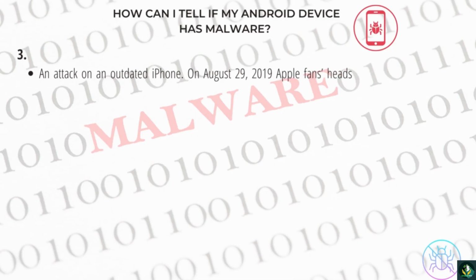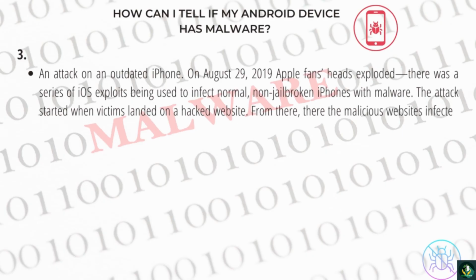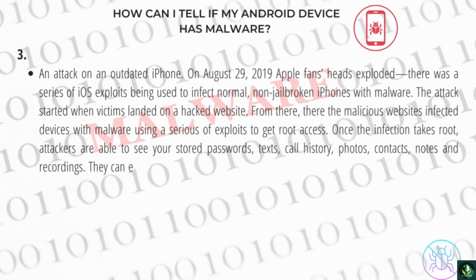On August 29, 2019, Apple fans' heads exploded. There was a series of iOS exploits being used to infect normal, non-jailbroken iPhones with malware. The attack started when victims landed on a hacked website. From there, the malicious websites infected devices with malware, using a series of exploits to get root access. Once the infection takes root, attackers are able to see your stored passwords, texts, call history, photos, contacts, notes, and recordings. They can even track your GPS location.